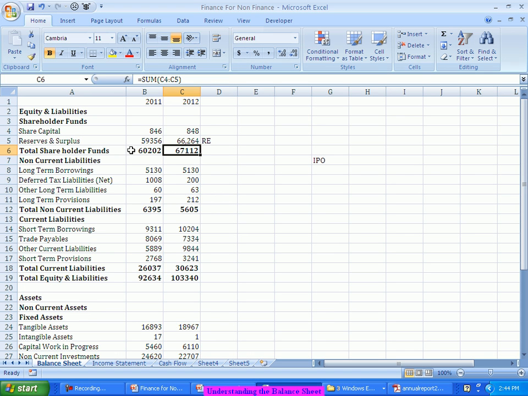At the IPO, they contributed some money. After that, every year, their profits are not paid to them in full. Every year, some portion goes back into the company. So that is also like the investor contributing additional money to the company. So till today, all investors put together have contributed 6,711 crores to the company.